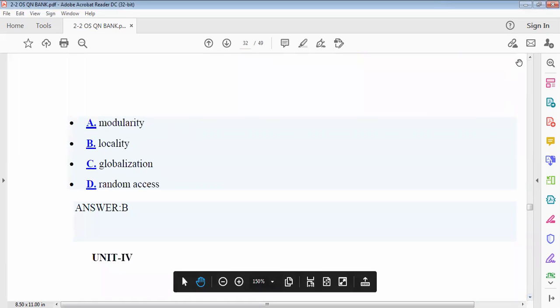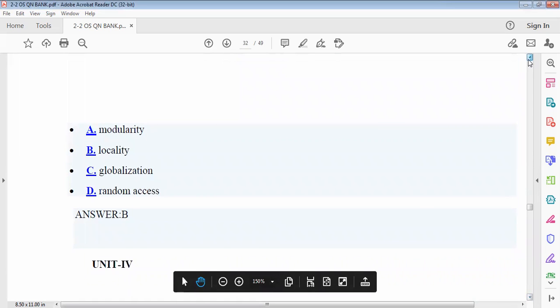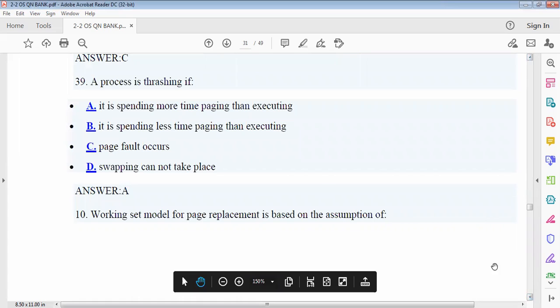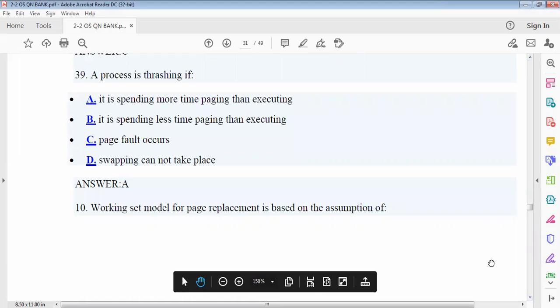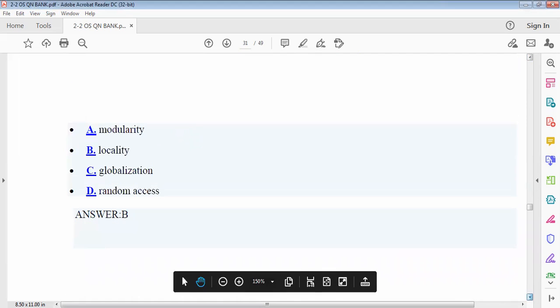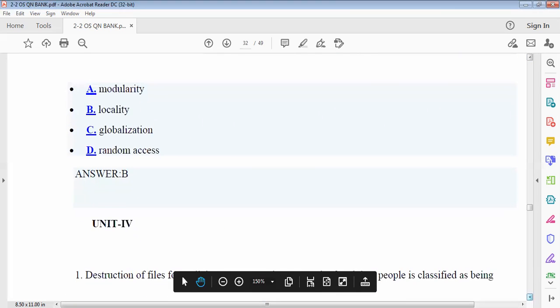Next question. Working set model for page replacement is based on the assumption of locality, option B is correct.